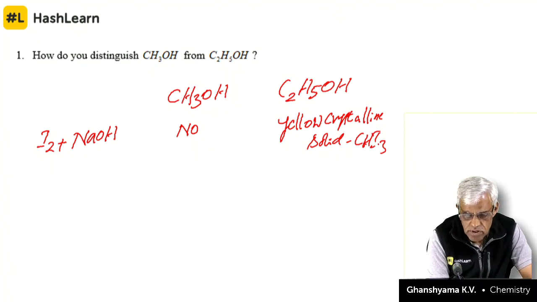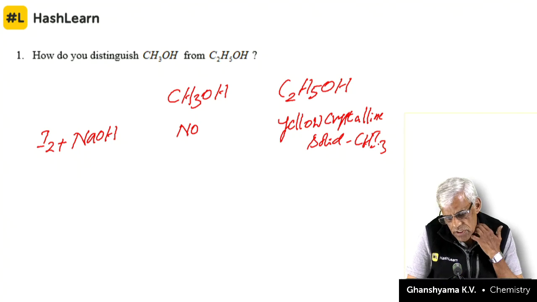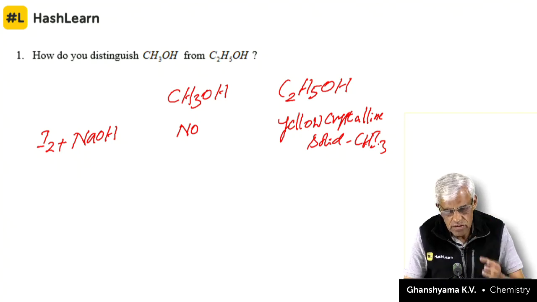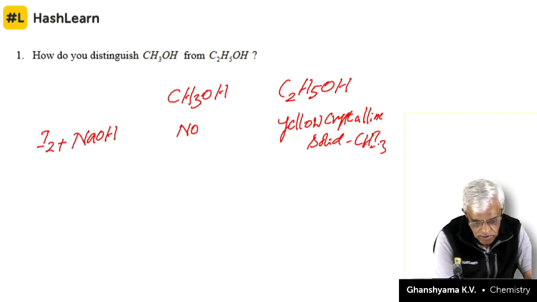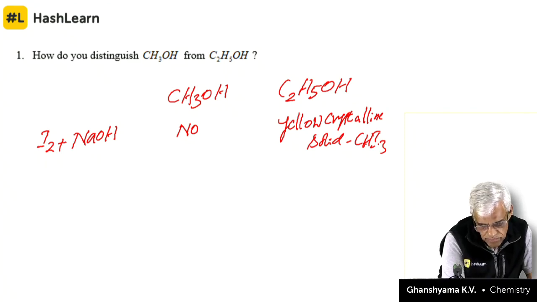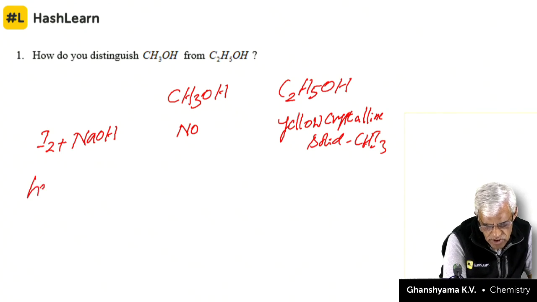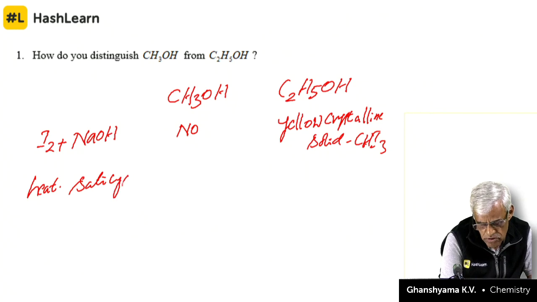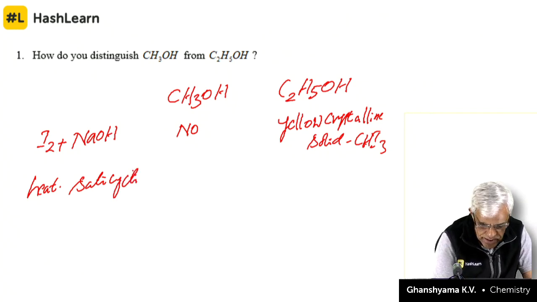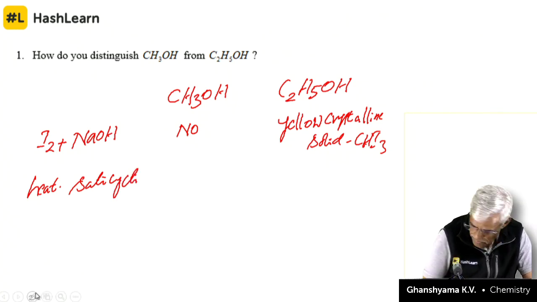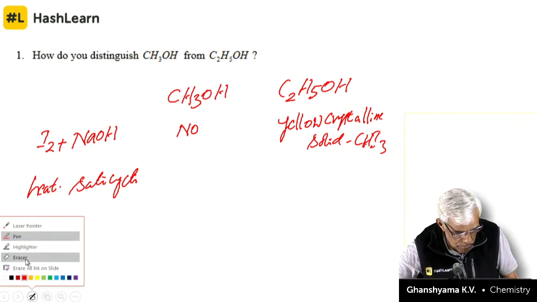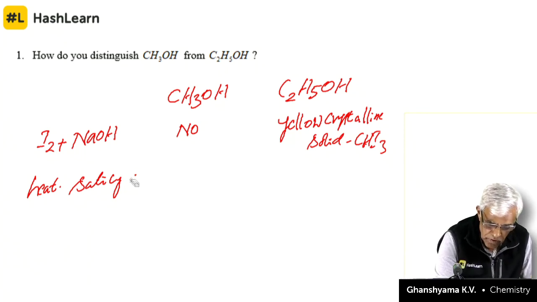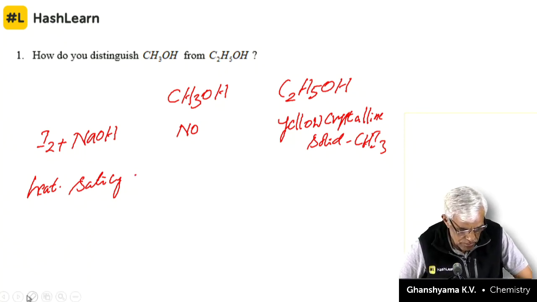The next one, see, when we distinguish, at least you should write one positive test for methanol, one for ethanol. So, I have written one for ethanol. Now, heat with salicylic acid. Heat with salicylic acid. Yes, I will come to that.